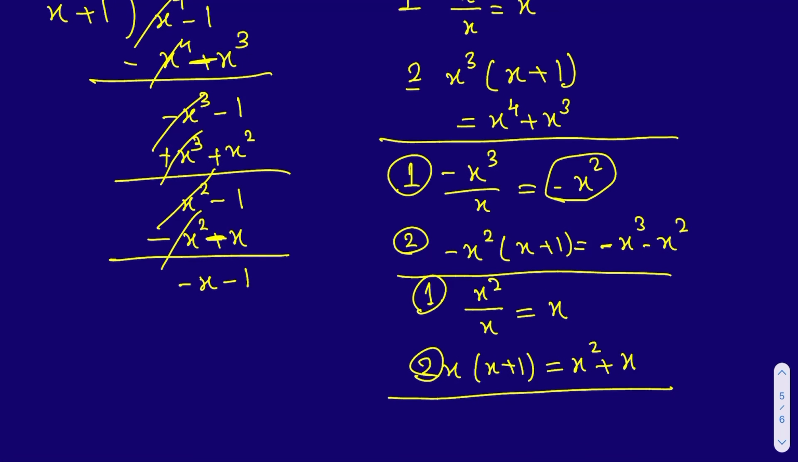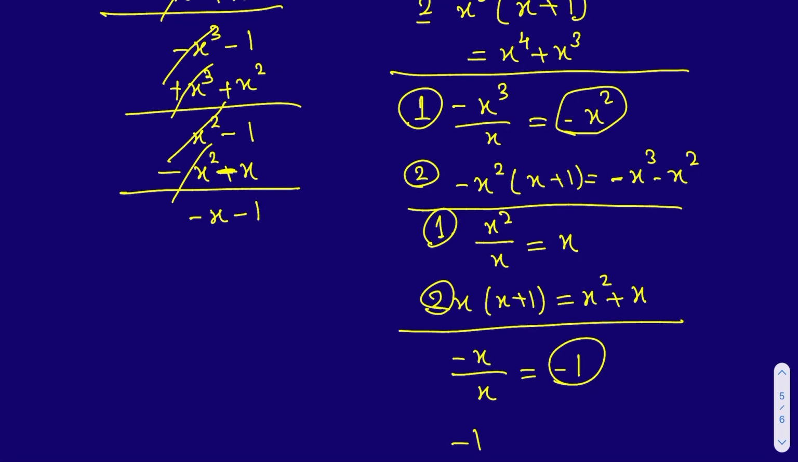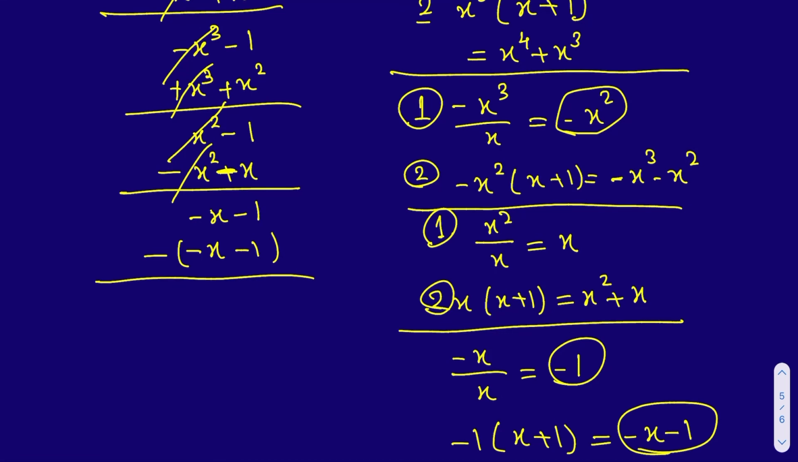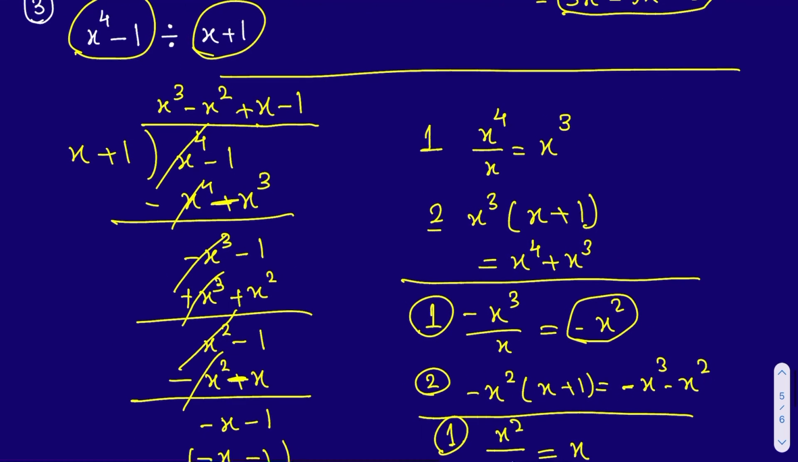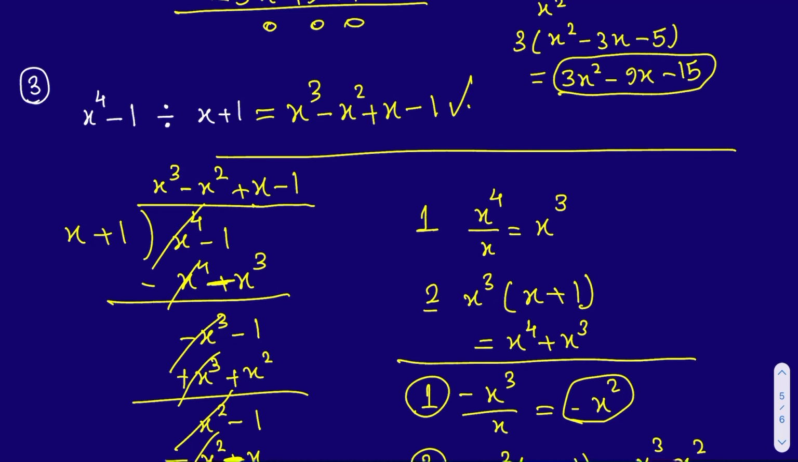So now the first term is negative or minus x. I need to divide it by x, and the answer will be negative or minus 1. So I will write this minus 1 immediately here, and therefore I need to now multiply minus 1 by x plus 1, and the answer will be equal to minus x minus 1, and I will write it here below, minus x minus 1, and then I need to deduct it from the term above, which answer will be equal to 0. So the remainder actually will be equal to 0. So the answer to this division will be equal to x to the power of 3 minus x to the power of 2 plus x minus 1, and that is the answer.